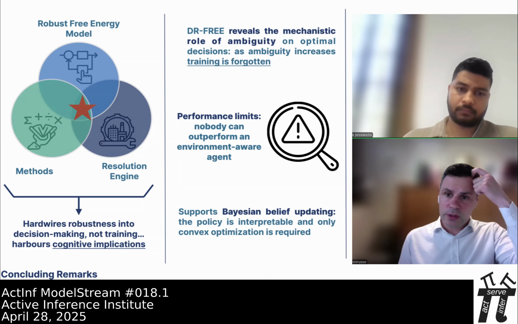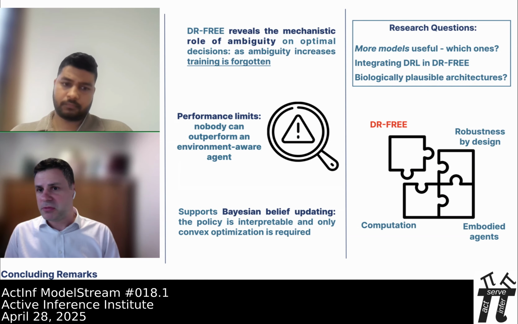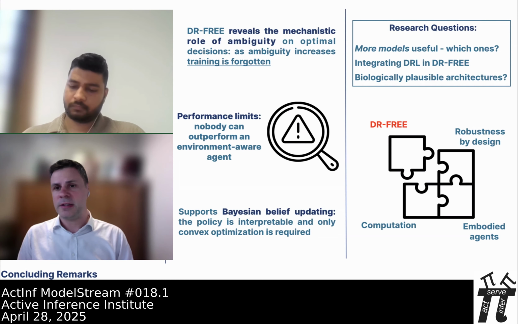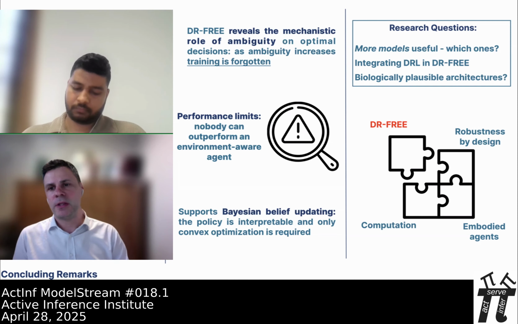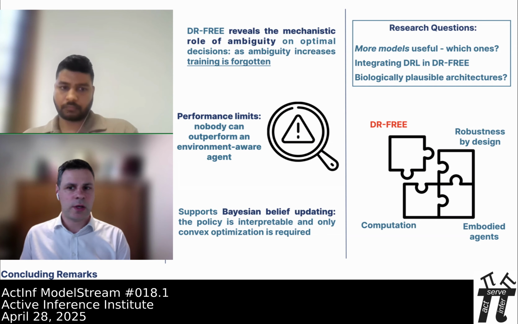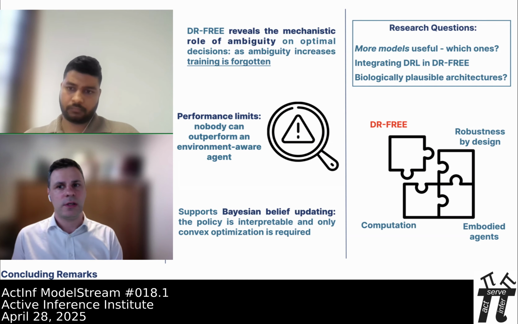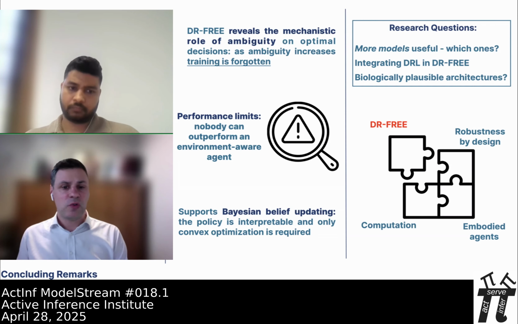Possible, I think, very cool research ideas could be integrating deep reinforcement learning. So the technique that we presented, Dr. Free, is not mutually exclusive with deep reinforcement learning. One could use deep reinforcement learning to learn ambiguity. One could use deep reinforcement learning to learn a better cost, etc. So I think there is a sweet spot of applications that can have a high impact for real-world deployments by merging these two approaches.